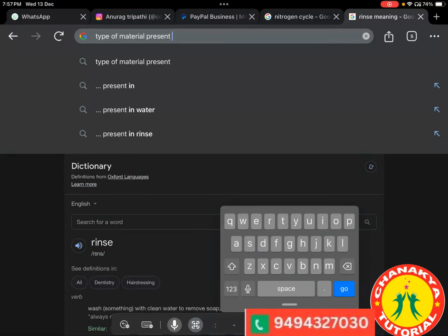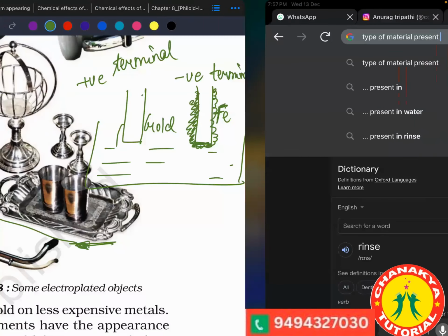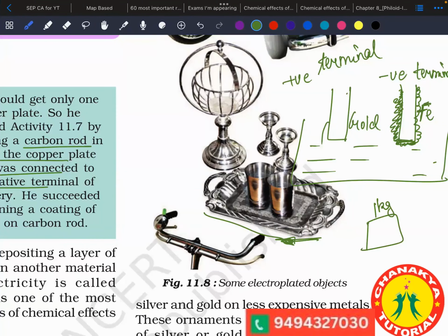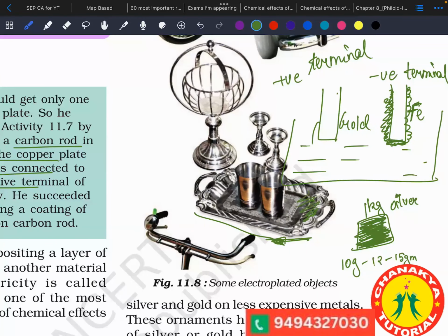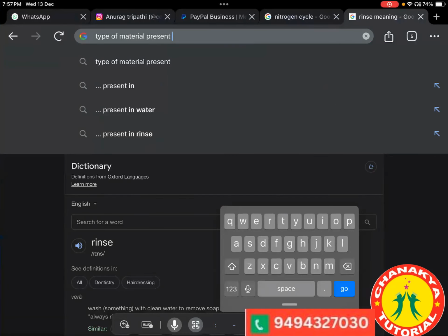If you are having 1 kg of silver, that means the whole block, or a brick of silver, contains 1 kg. But the amount of silver that is used for coating is very minute. Let's take 10 gram or 12 gram or 15 gram, very small. So the coating is only on the surface, it gets deposited, it is not much. So it is not expensive when we do it on the utensil.